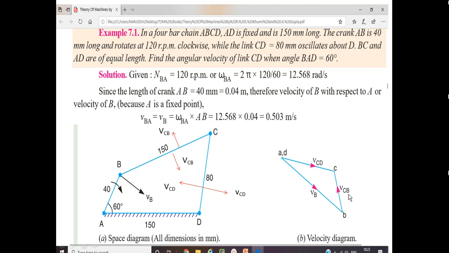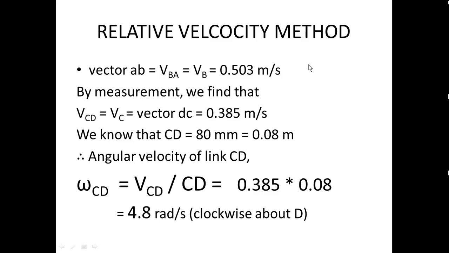And what do we have to find out? Find the angular velocity of link CD, at an angle BAD equal to 60 degrees. So as far as the calculation part is concerned, vector AB, that is BA, is equal to 0.503. By measurement, we find the vector CD is equal to 3.85 centimeters. So after multiplication with 0.1 meter per second per centimeter, the velocity of C related to D will be equal to 0.385.